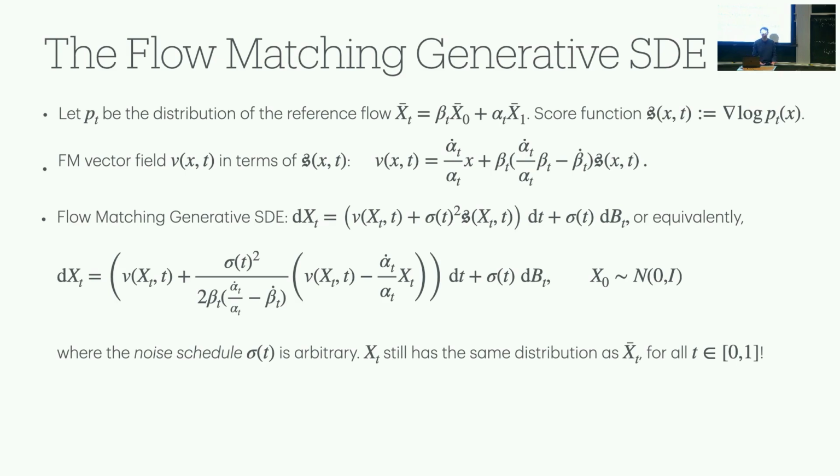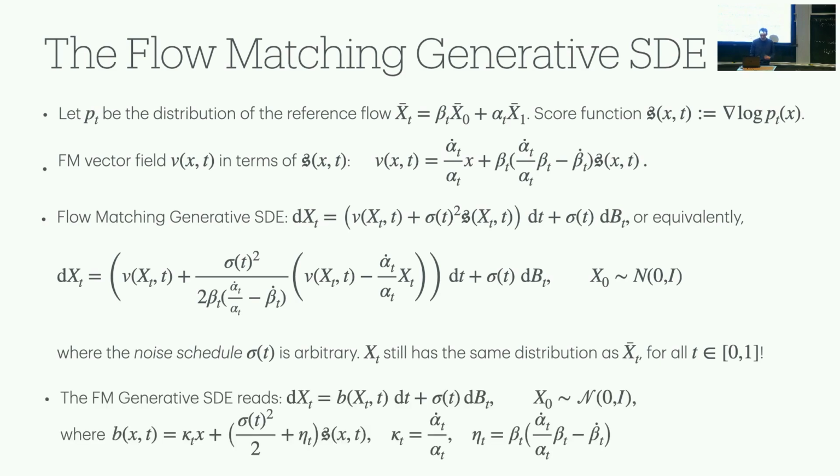So this is a generative SDE that still samples from the appropriate distribution. If you look at the marginals for all times of the solution of this SDE, it still has the same marginals as the reference flow. But in this case, we're able to use an arbitrary noise schedule. And this is something that we will really like to do in order to set up the fine-tuning problem.